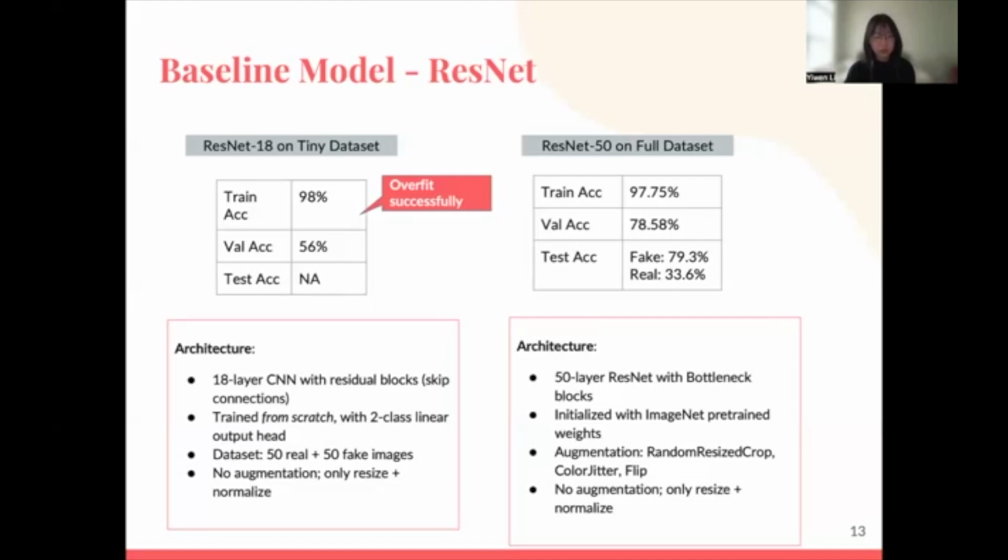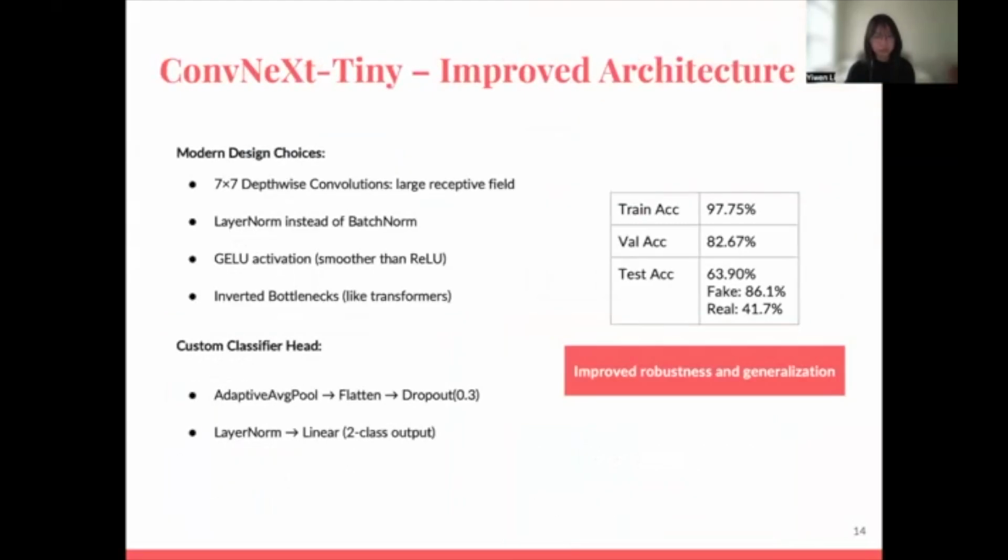Next, we scaled up to ResNet-50, a deeper architecture with bottleneck residual blocks. We initialize it with pre-trained ImageNet weights and apply stronger regularization. On the full training set, it achieved a 78% validation accuracy.